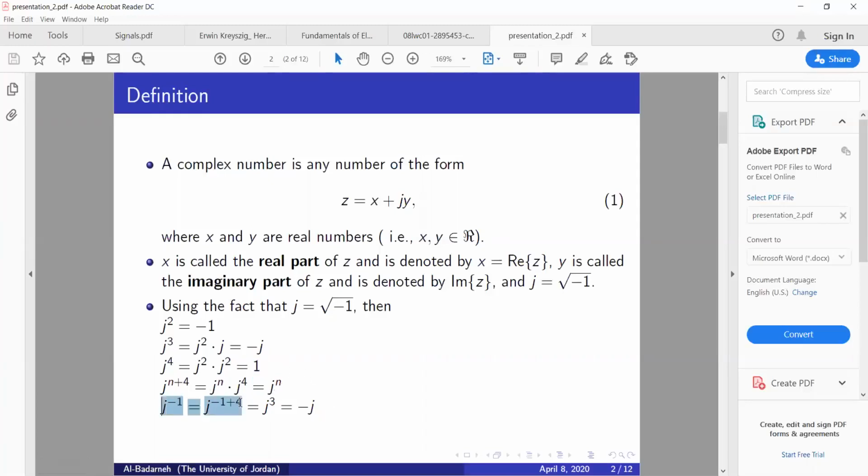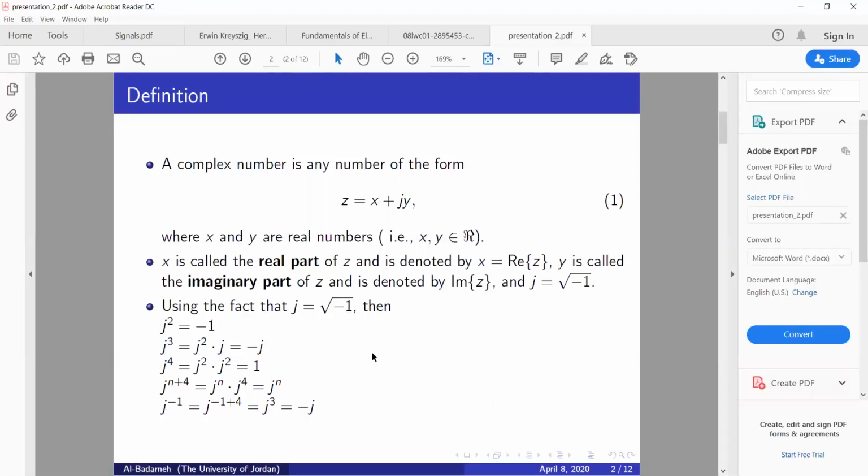Now, if we have been asked to obtain j to the power minus 1, then one can write j to the power minus 1 as j to the power minus 1 plus 4, which is again j to the power 3, which is again minus j, as we can see in this equation.